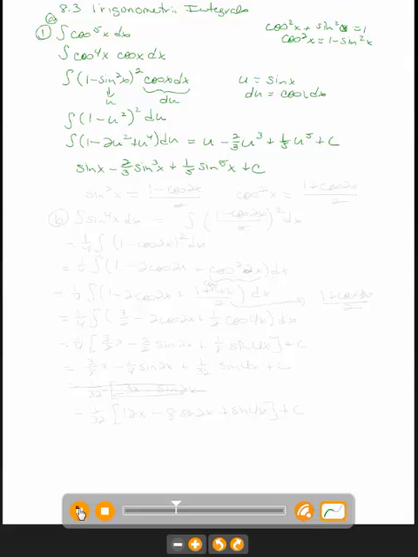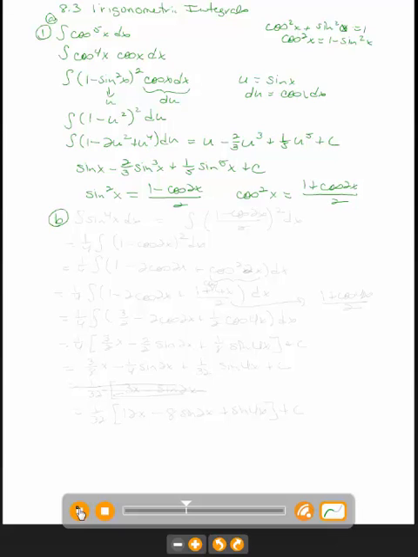With even powers, it's a little bit different. With even powers, you have to use the half-angle formulas. And we use a different version of them than you usually use in trig. I think I've said this before. We use sine squared of x turns into 1 minus cosine of 2x over 2. And cosine squared of x turns into 1 plus cosine of 2x over 2.